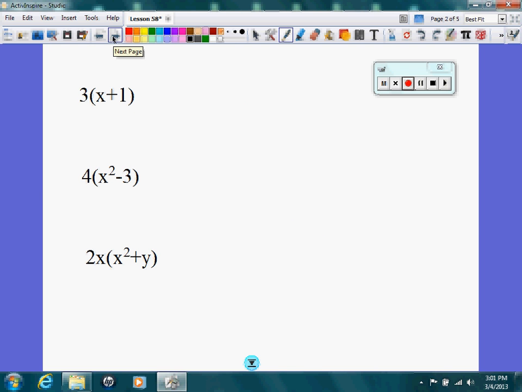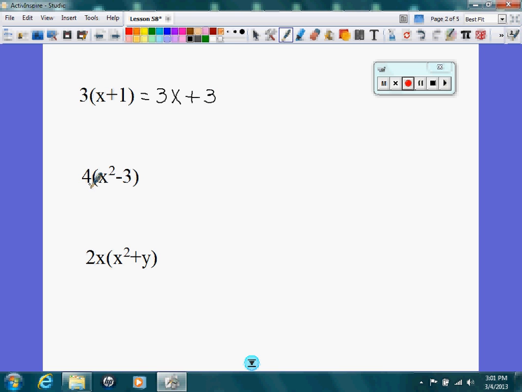Okay, how would we multiply these two numbers here? 3 times x plus 1. Well, we have to use the distributive property. So we would distribute the 3 to the x, and we would get 3x, and then we would multiply the 3 times the 1 and get plus 3.